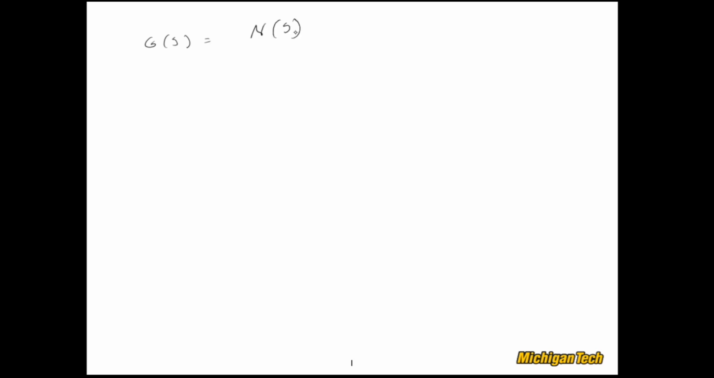that looks like this. It has some numerator polynomial n of s and a denominator polynomial f of s. And of course we call this one the characteristic equation. And that's really the focus of this video. And we know that the roots of f of s are also called the poles of g of s.